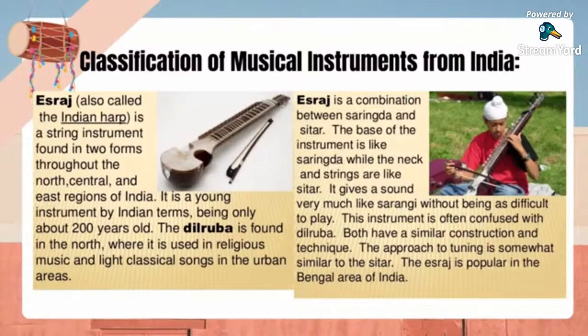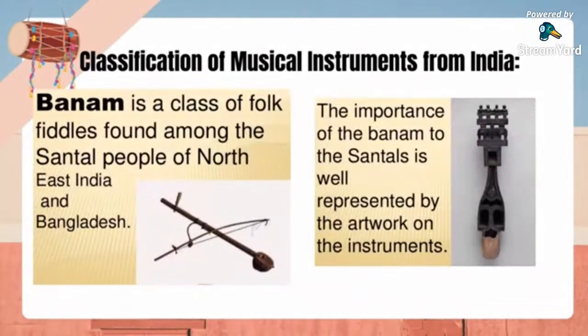This instrument is often confused with dilruba. Both have a similar construction and technique. The approach to tuning is somewhat similar to the sitar. The Esraj is popular in the Bengal area of India. Banam is a class of folk fiddles found among the Santal people of northeast India and Bangladesh. The importance of the Banam to the Santals is well represented by the artwork on the instruments.